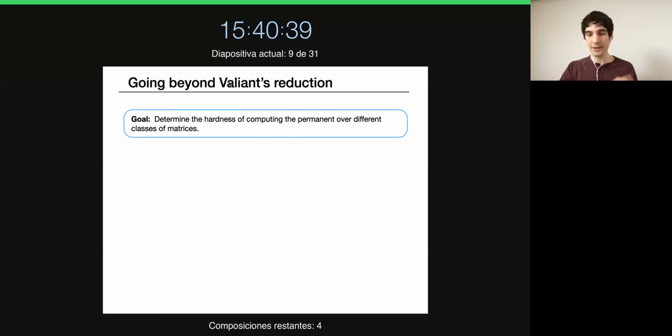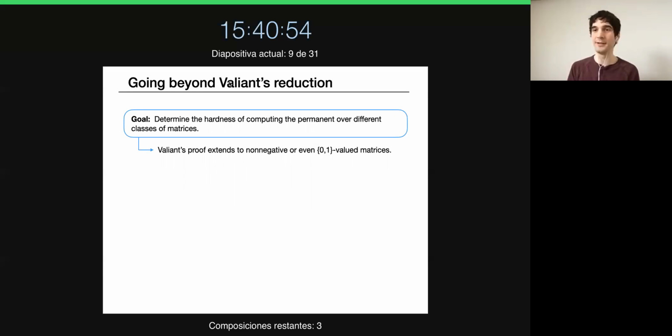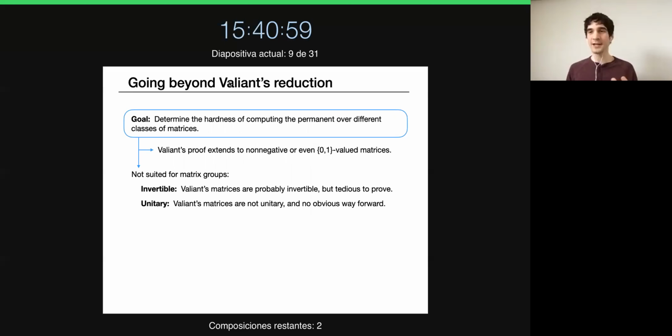Even Valiant's work already did a lot here. His proof already extends to non-negative or even 0-1 valued matrices. So even if I just give you a 0-1 valued matrix, like an adjacency matrix, calculating the permanent of that matrix is #P-hard to do exactly. But I want to make an argument that his proof technique doesn't work well for certain other types of matrices.